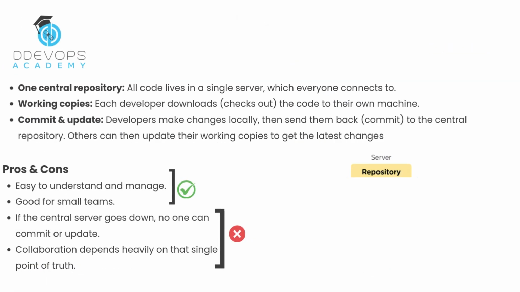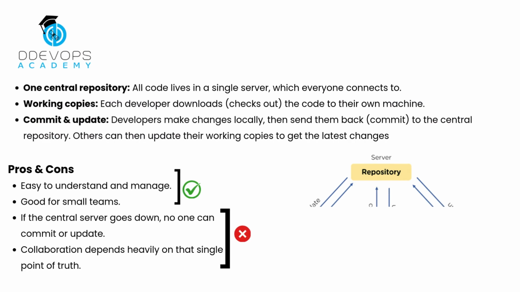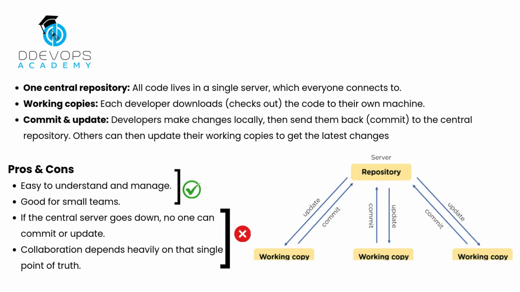One central repository. All code lives in a single server, which everyone connects to. Working copies. Each developer downloads, checks out, the code to their own machine. Commit and update. Developers make changes locally, then send them back, commit, to the central repository. Others can then update their working copies to get the latest changes.